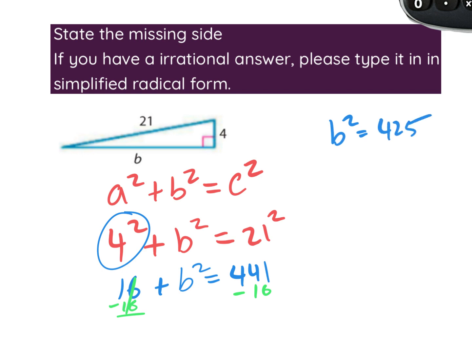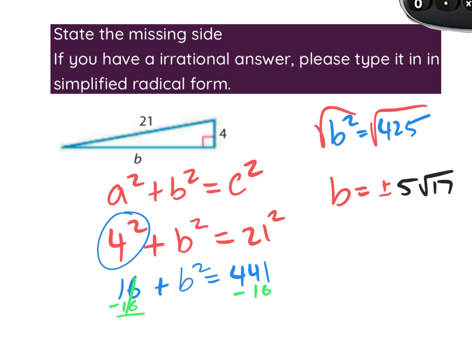And for my final step, to get rid of a square, what do we do? Square root. And what I do to one side, I must do to the other. Now, normally, we'd end up with a plus or minus in front of our answer. And of course, the square root of 425, you're going to do it on a calculator. That'll give you 5 square root of 17.